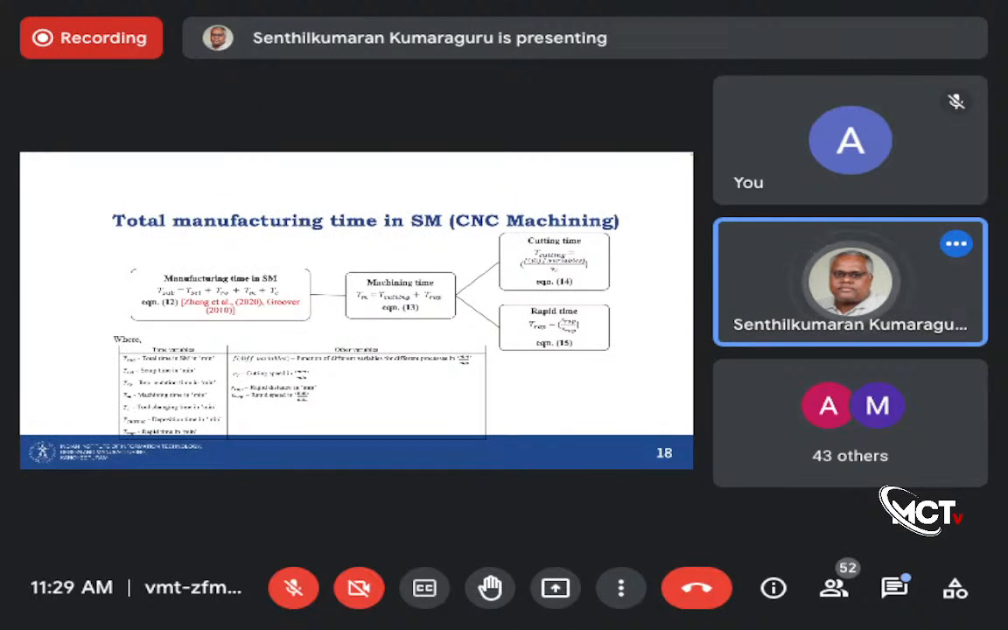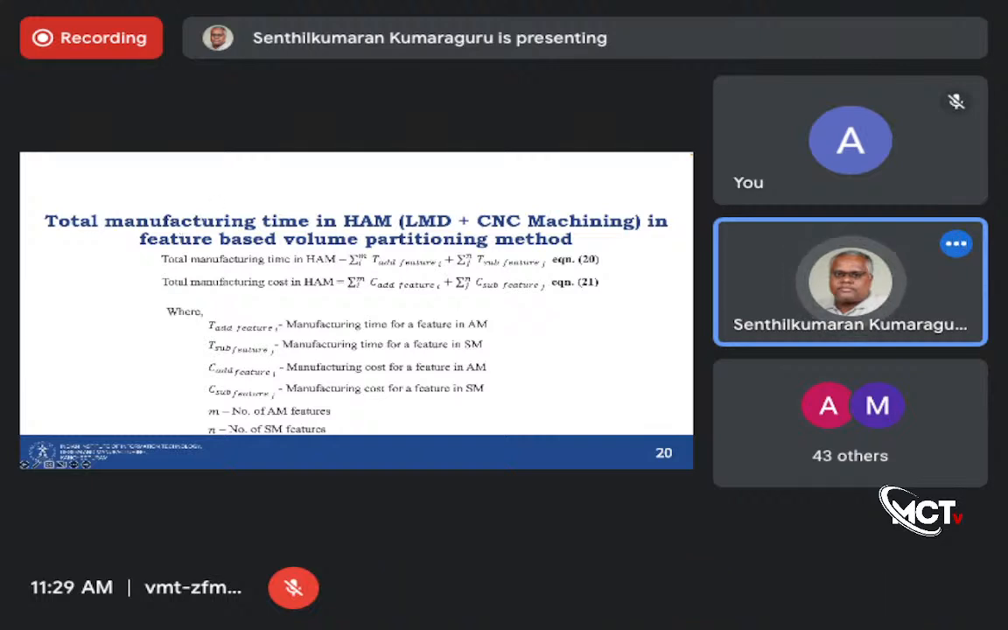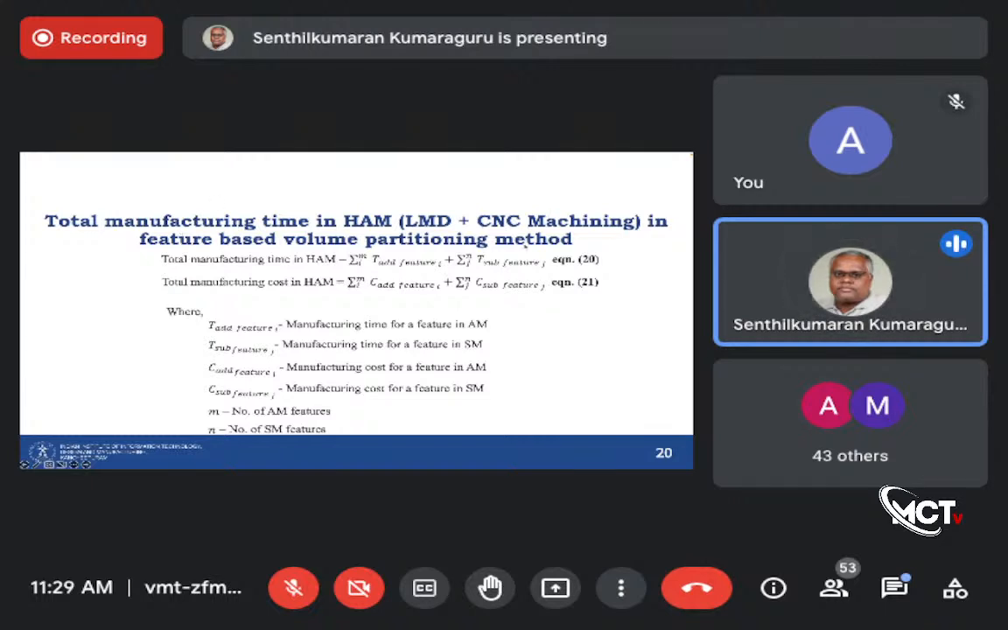So we have done the models for time for both machining and additive manufacturing, SM and AM, and also cost for SM and AM. Then if you combine them both, that is the laser metal deposition plus CNC machining, the so-called hybrid additive manufacturing, and you look at the total time considering the feature-based volume partitioning method, it would be the individual times of the AM features plus the individual times of the subtractive features, added together. Totally there are 10 AM features and 10 subtractive features. Add their times and add their costs. So this is the time model. This is the cost model.